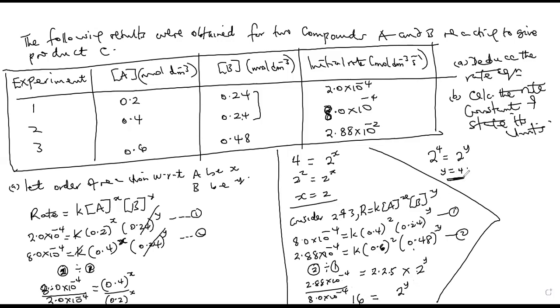So after getting the value of y, we deduce the rate equation by substituting those values. Our rate is going to be k, concentration of A raised to its order, which is 2, then concentration of B raised to its order, which is 4. As simple as that. Then when they say calculate the rate constant, you can pick any experiment. Let's consider experiment 1.